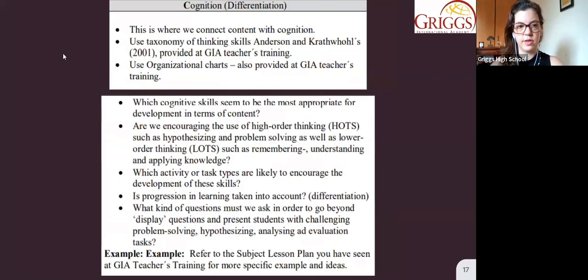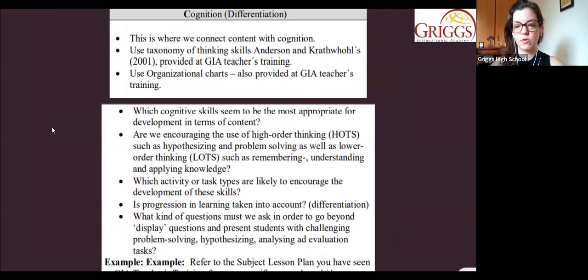But yes, so in the cognition, you're going to write, literally, the thinking skills. So, list carbs, protein, and fat food sources. Classify the food sources listed into a 3 columns table.